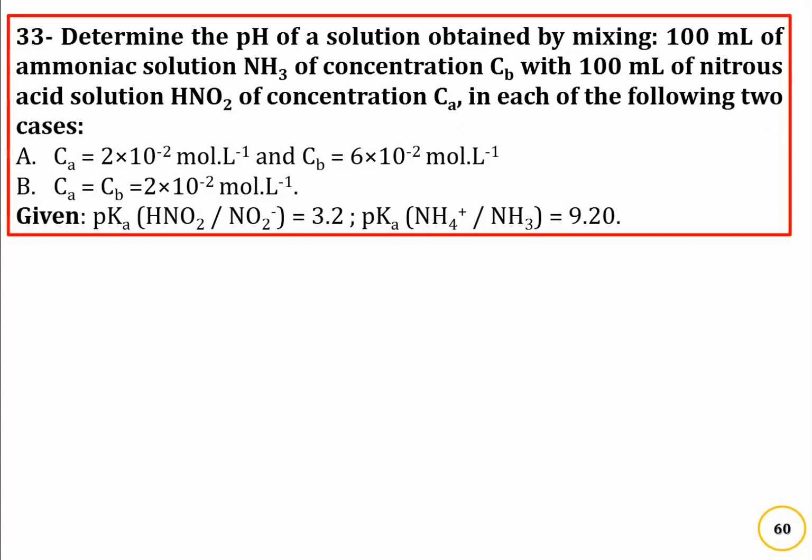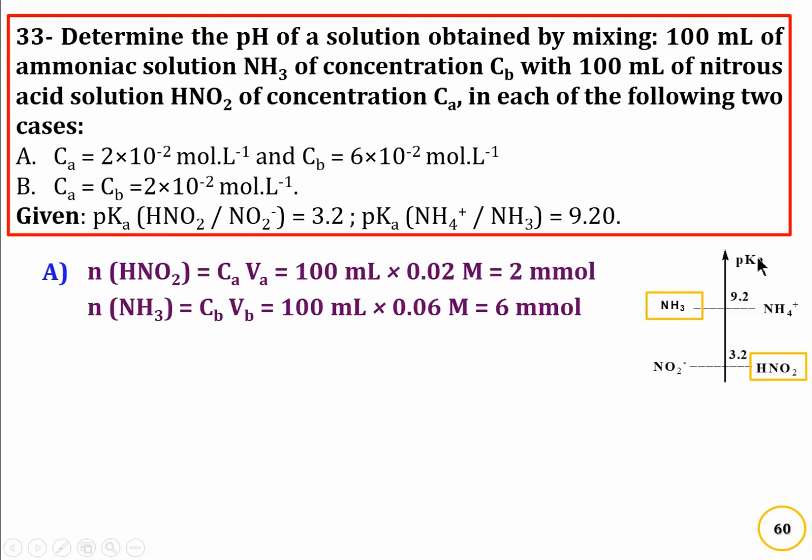Exercise 33. Determine the pH of the solution by mixing 100 mL of ammonia, which is a base, of concentration Cb, with 100 mL of nitrous acid, which is an acid, of concentration Ca, according to this concentration. So in this problem, we have an acid plus base reaction, and we put the pKa scale. On the pKa scale, we determine the species present: ammonia and HNO2.